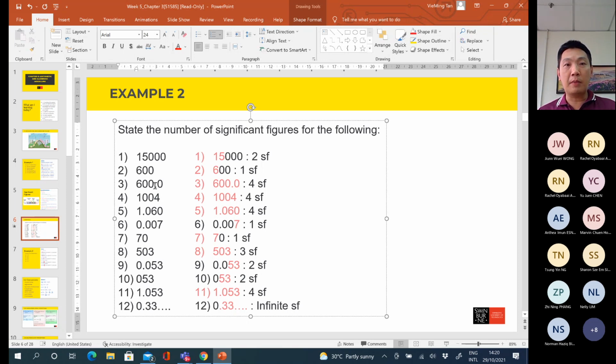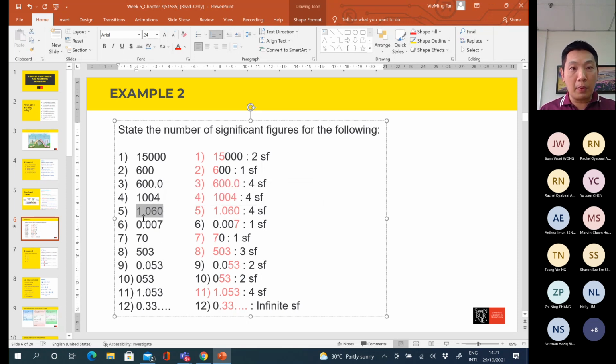How about this one? 600.0. Because there is a decimal point, that means we need to include all these digits as significant figures. Next, 1004. These 0s are in between non-zero numbers, between 1 and 4. So we should include all of these digits as significant figures. How about this one?